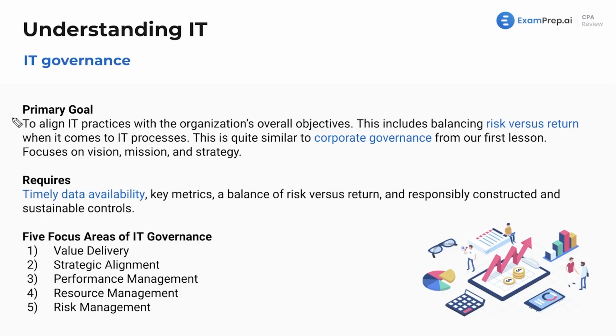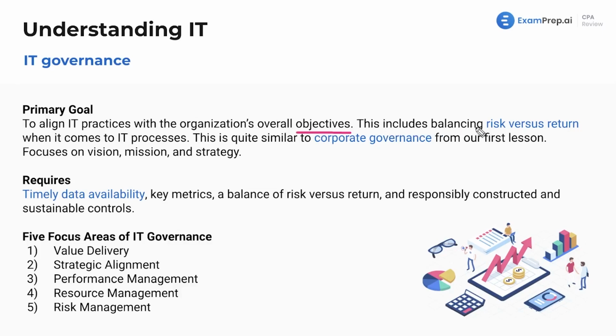And we've got goals when it comes to IT governance, just like corporate governance. And our primary goal here, what is it? Well, it's to align IT practices with the organization's overall objectives. Now, it sounds pretty solid, right? The overall objectives are to make money, have no fraud, sell a lot of products. Yeah, you probably want to have the IT practices align with that.